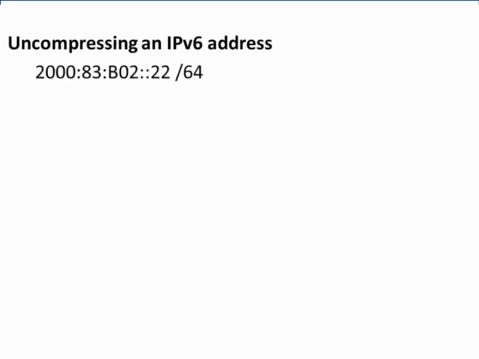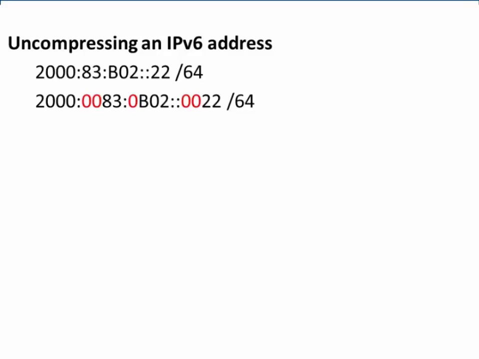Let's practice uncompressing an IPv6 address. We have the following address. The first thing we'll want to do is identify the hextets with leading zeros that have been omitted. Here is that same address, but with the leading zeros put back into the address.